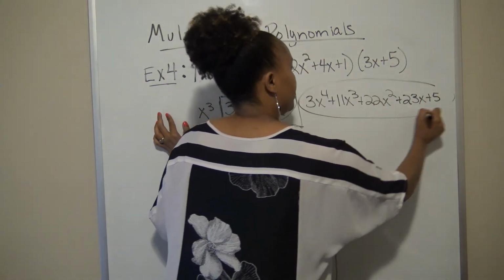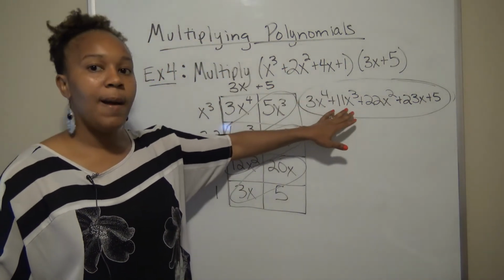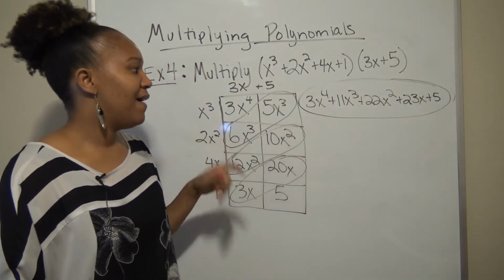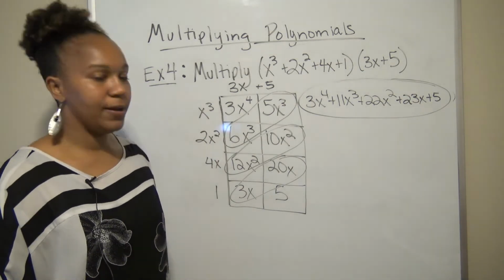So this will be the result of multiplying those two polynomials: 3x to the fourth plus 11x to the third plus 22x squared plus 23x plus 5. That will be your final solution. So this is how you would use the box method.